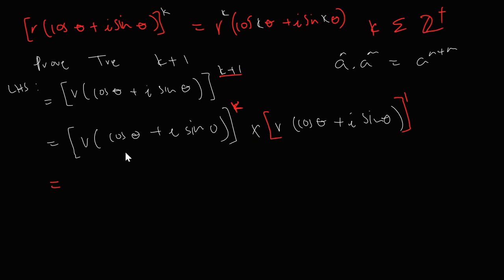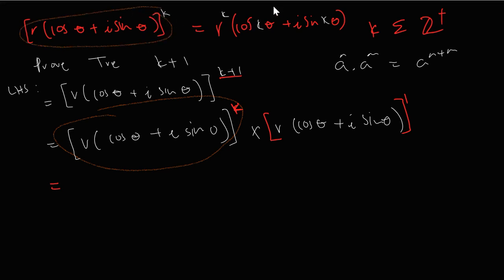But we know something. We know this. We have seen this. It's not our first time seeing this. This is what we assumed to be equal to this. So instead of this, we could just put this. So this is going to equal r to the k, cos k theta plus i sin k theta.